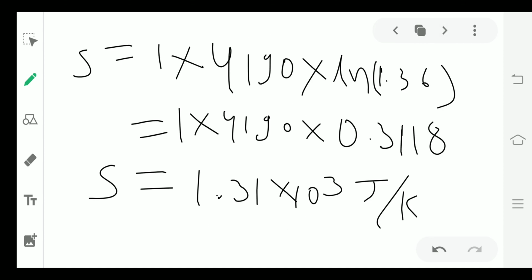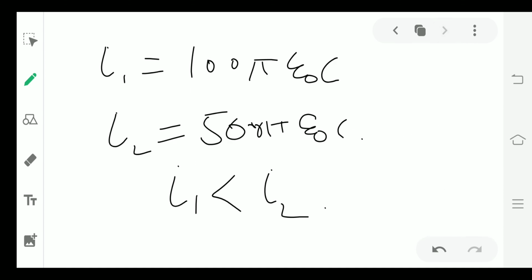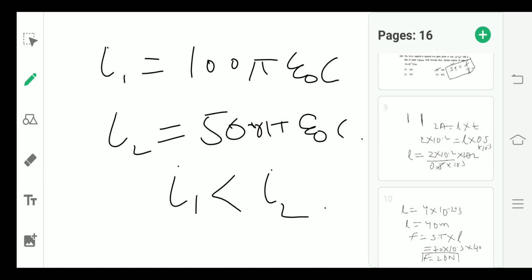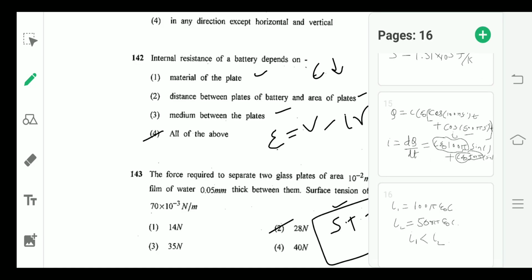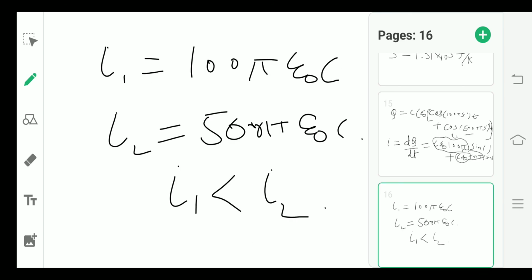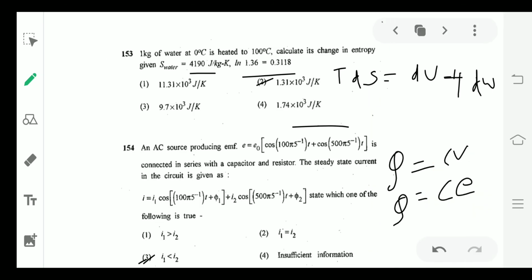Now let's move to the next question. Okay guys, I think today's questions are over. So this is the last question. I hope you all understand all the questions very well, and do lots of practice on these types of questions.